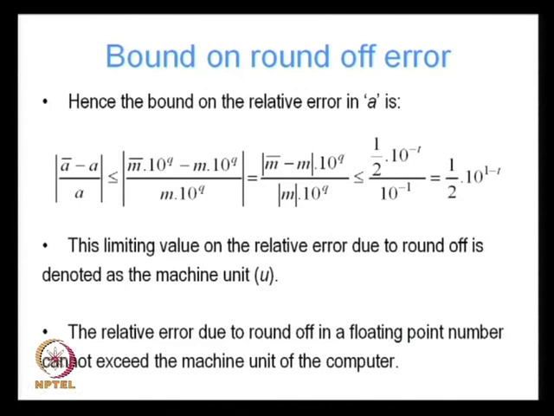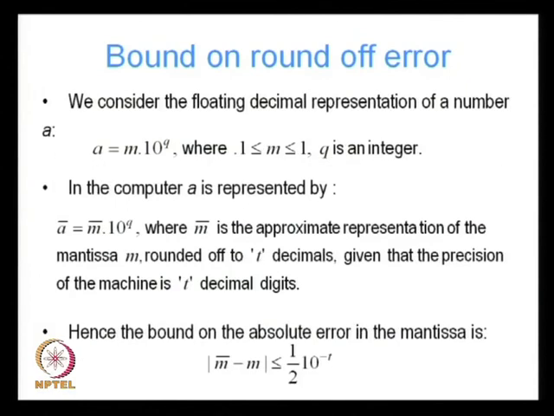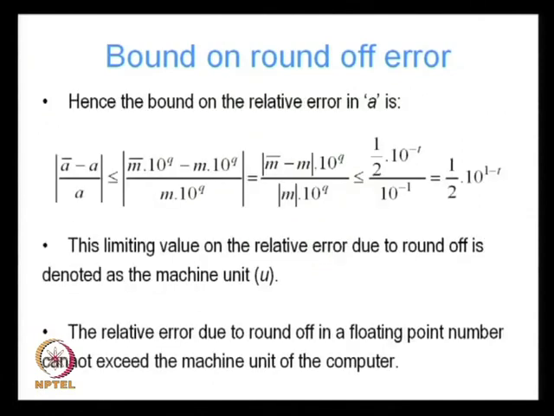That is simply because |m̄ − m| is less than or equal to half 10 to the power minus t. Sorry. So, we can write that as |m̄ − m| dotted with 10 to the power q divided by |m̄| 10 to the power q is less than or equal to half 10 to the power minus t. The 10 to the power q cancels out.